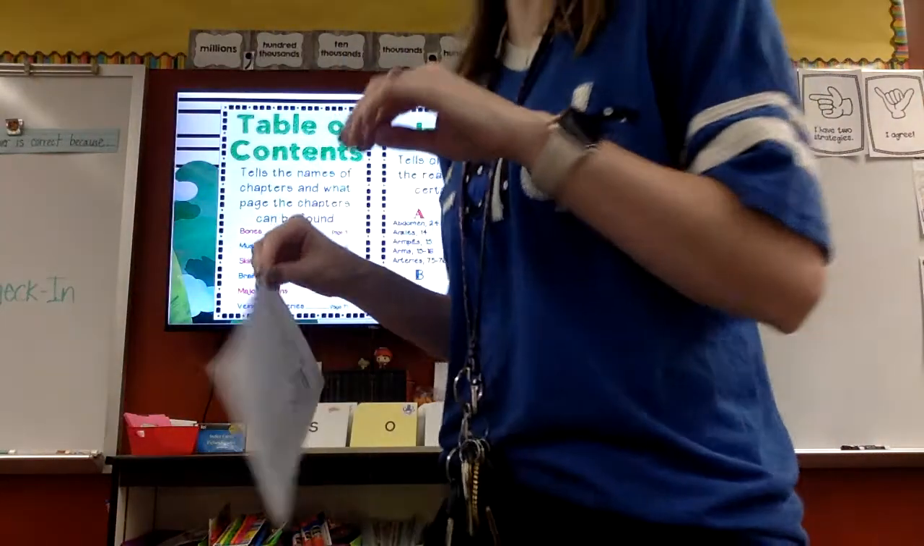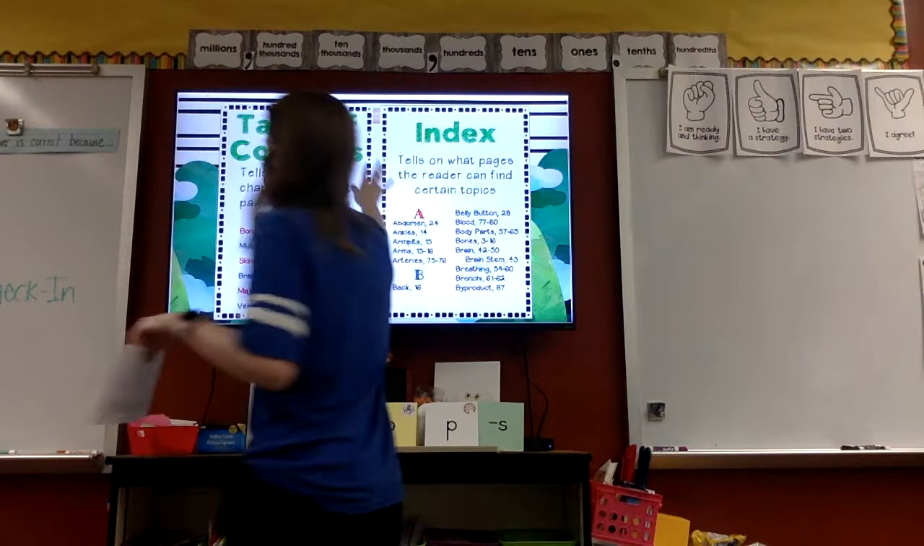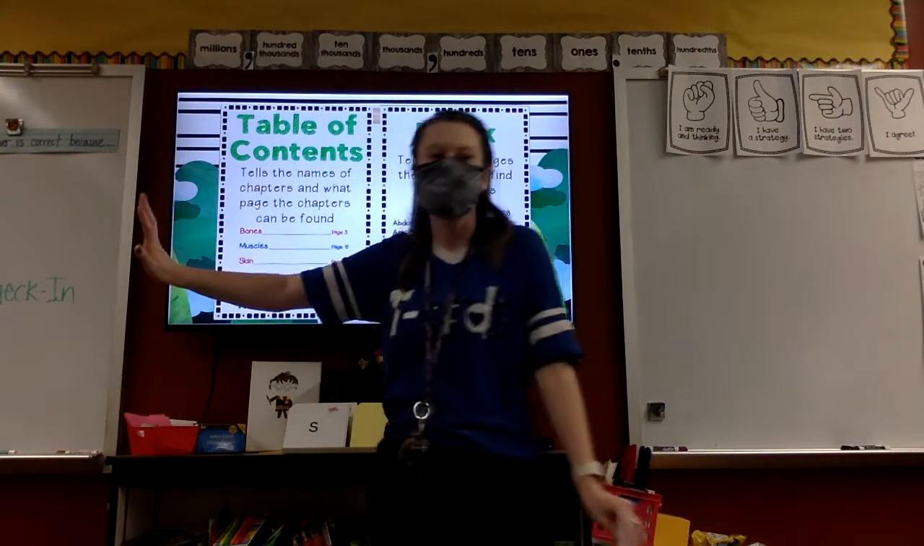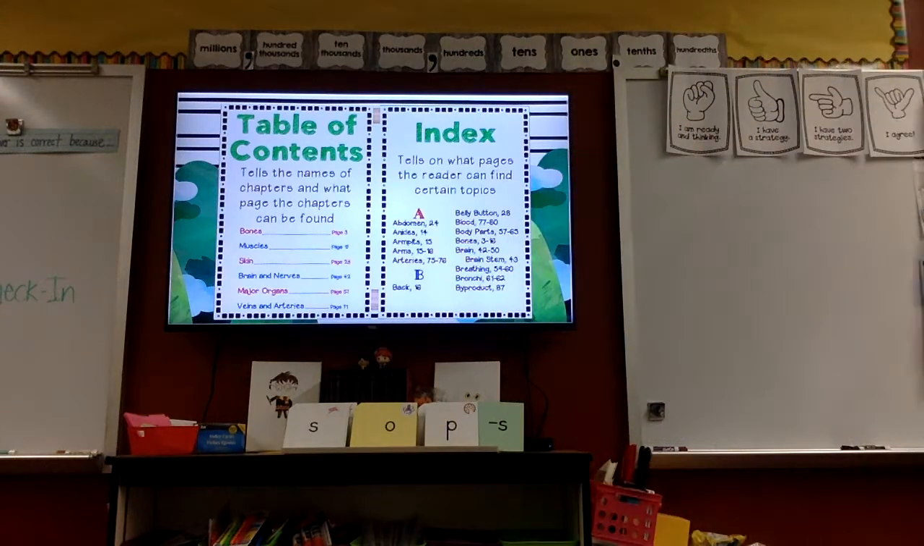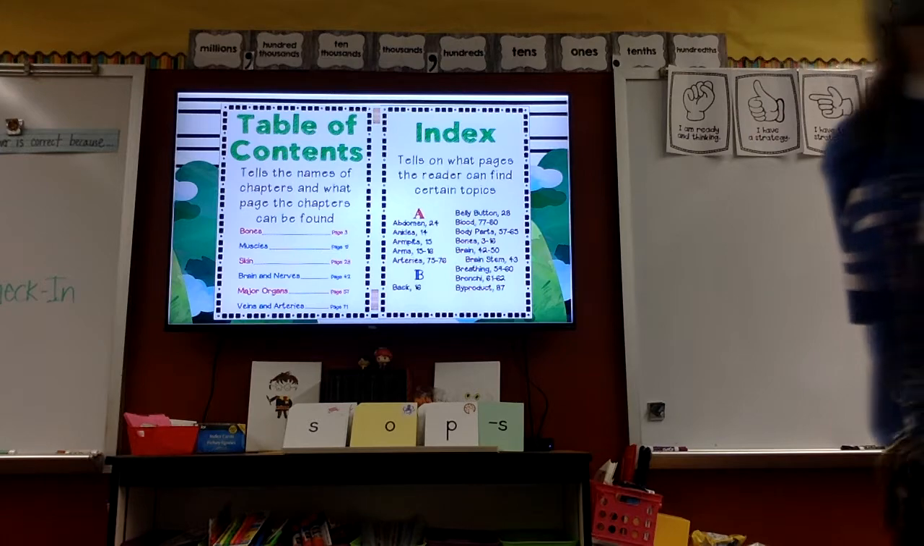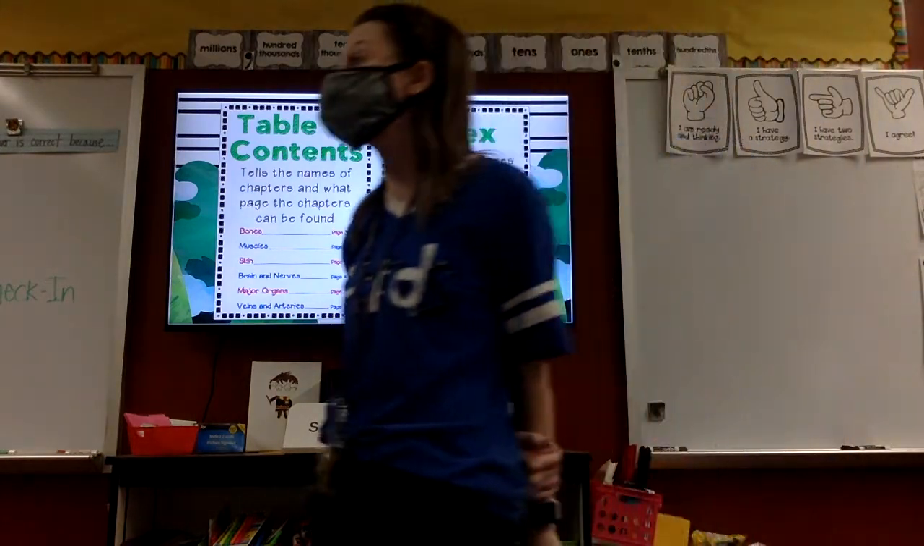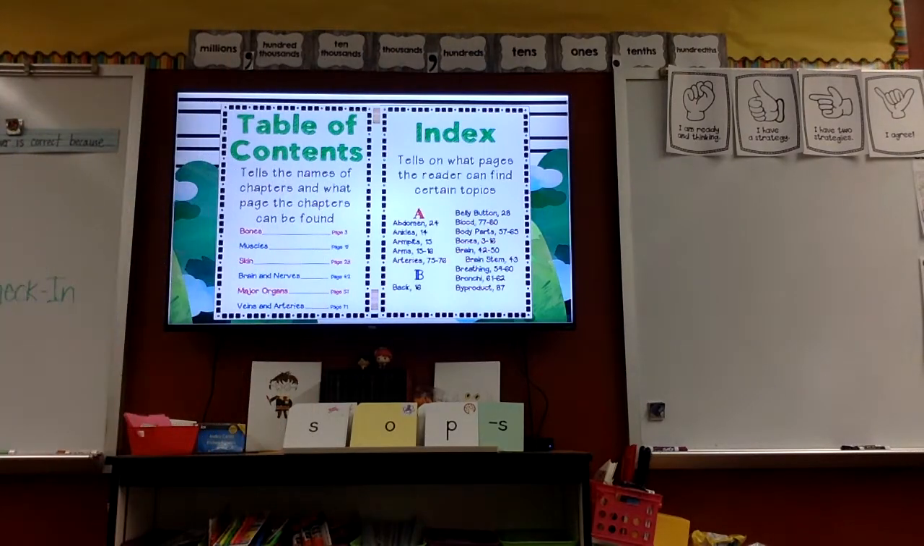All right, this second page of text features we're going to talk about, the first one is our table of contents. Now, who thinks that they've ever seen a table of contents before? Ooh, tell me where you think you've seen it before. I've seen them in chapter books. In chapter books, when it tells me the chapter title and what page it's going to be on.